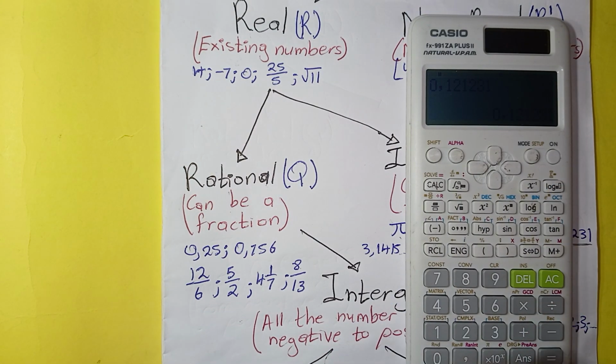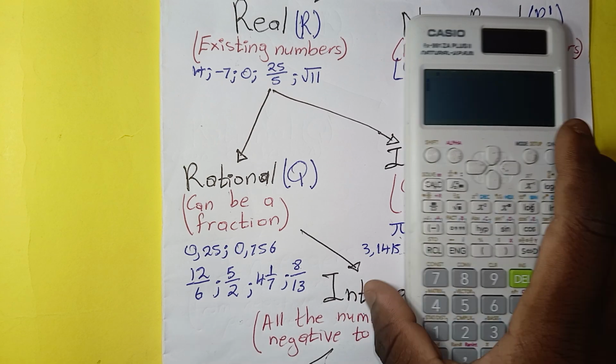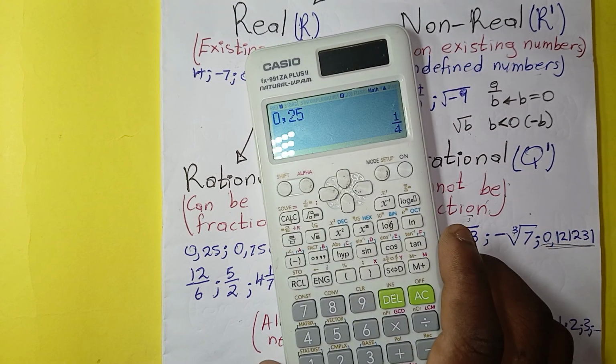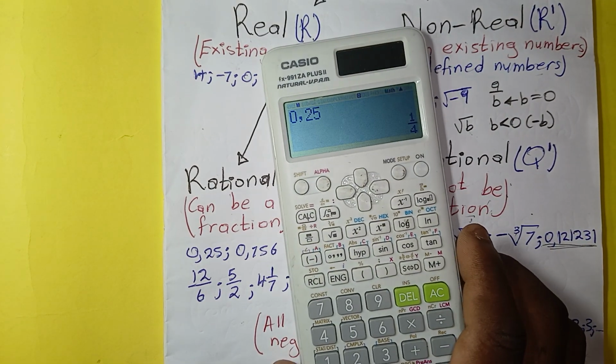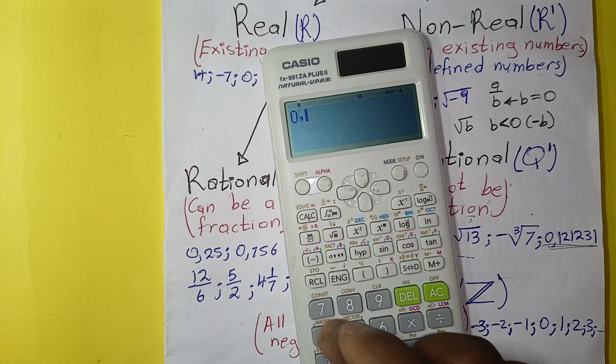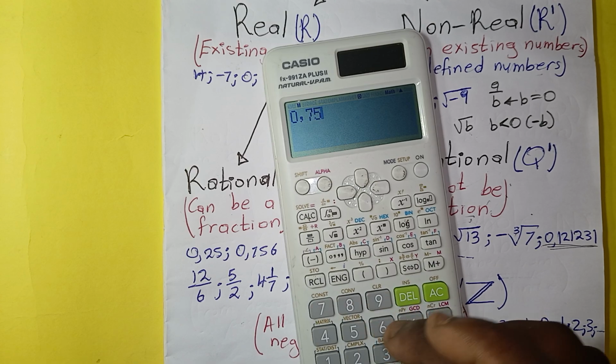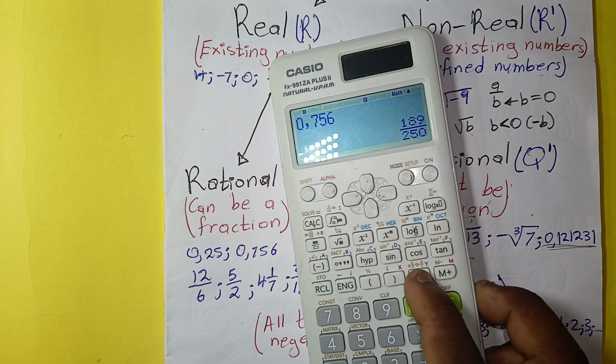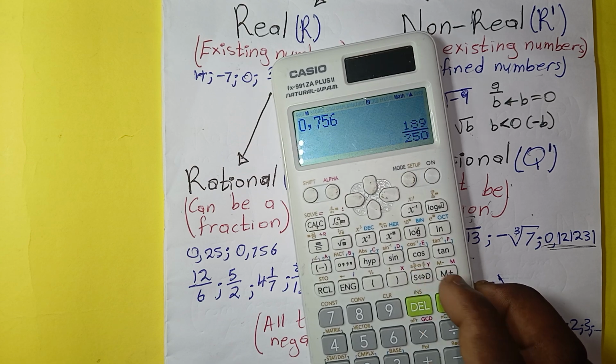So obviously, a rational is a number that can change to be a fraction. And here's a symbol. So these values, you can change them to be a fraction. Check something. 0,25, it is equal to what? 1 over 4. And say 0,756, do you see? Can be a fraction. This one can be a fraction.